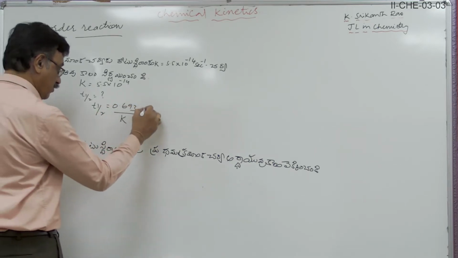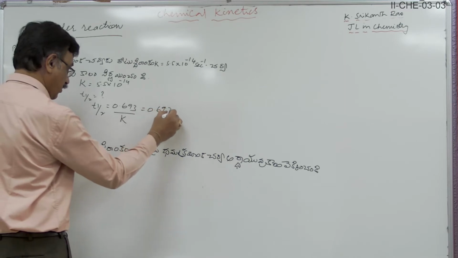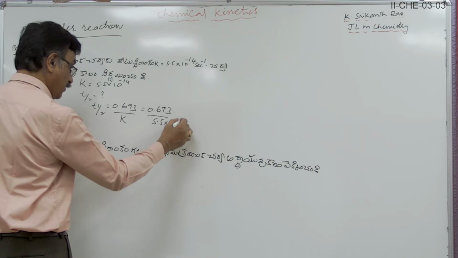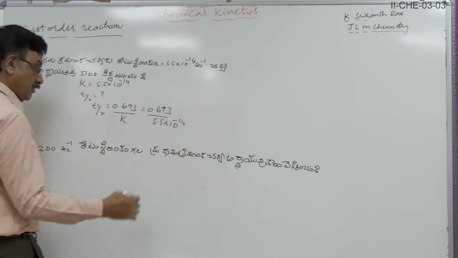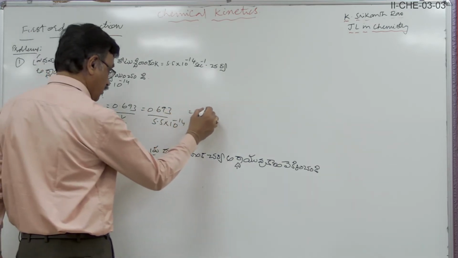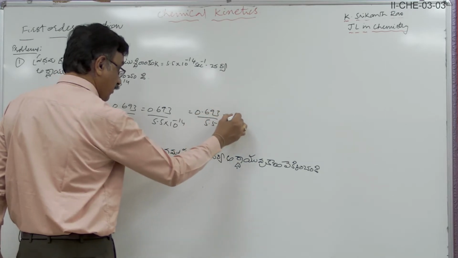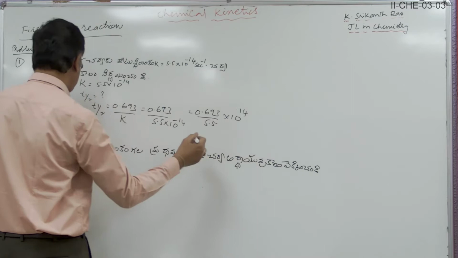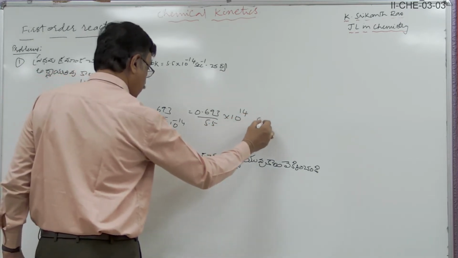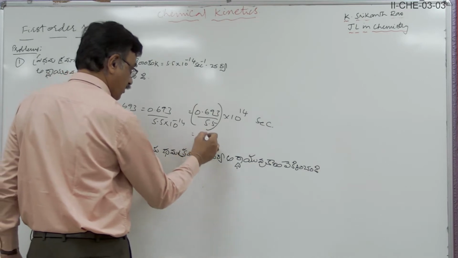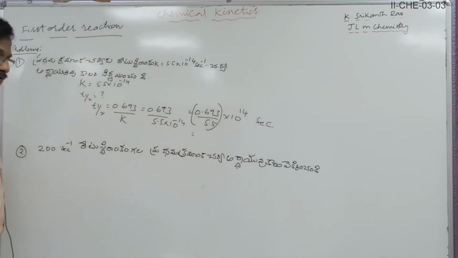So that equal to 0.693 by 5.5 into 10⁻⁴. Right? So 0.693 by 5.5 into 10⁻⁴. This is in terms of the seconds. If you simplify this, you get the answer that into 10⁻⁴ seconds.